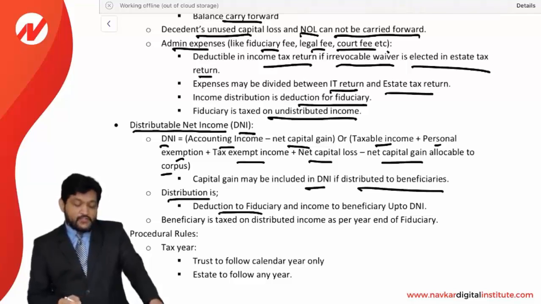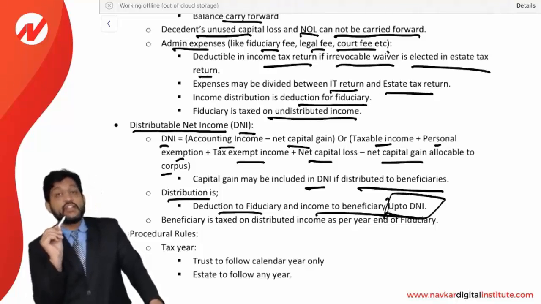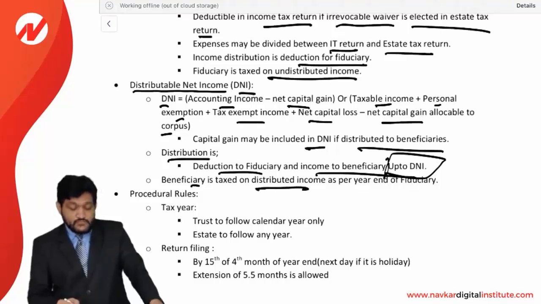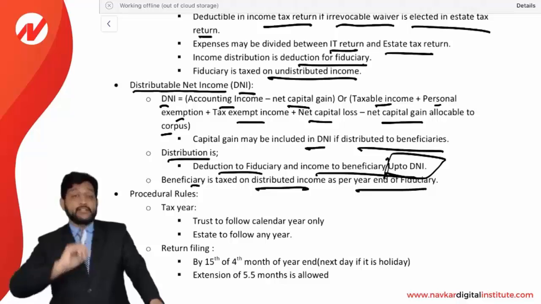Distribution is a deduction to the fiduciary and income to the beneficiary up to DNI. That's a good point. You need to calculate DNI, and up to DNI only it will be taxable to the beneficiary. The beneficiary is taxed on the undistributed income as per the year end of the fiduciary. So the beneficiary will include the income in his return when the fiduciary ends the year.